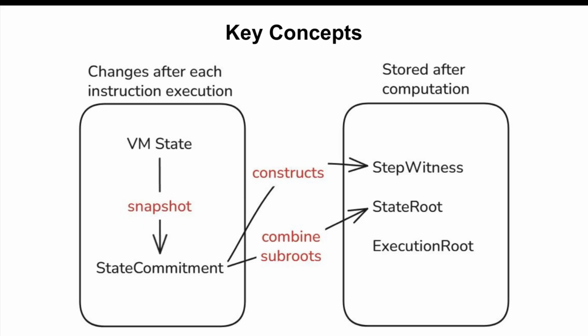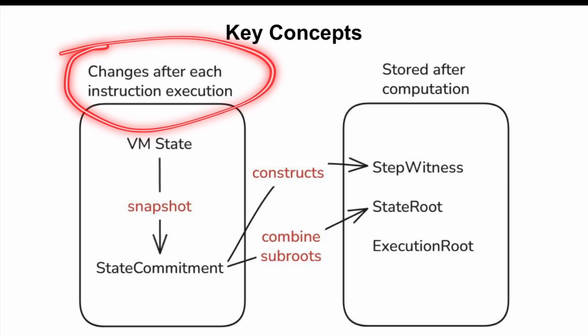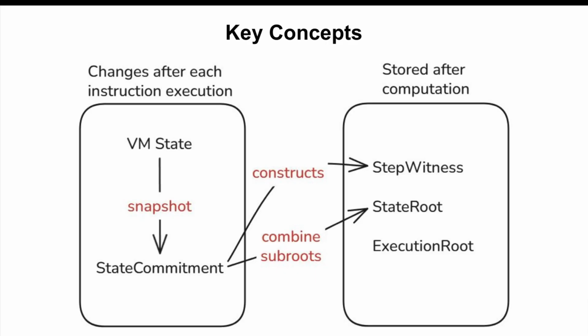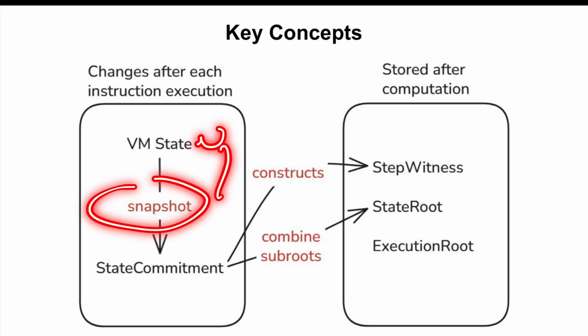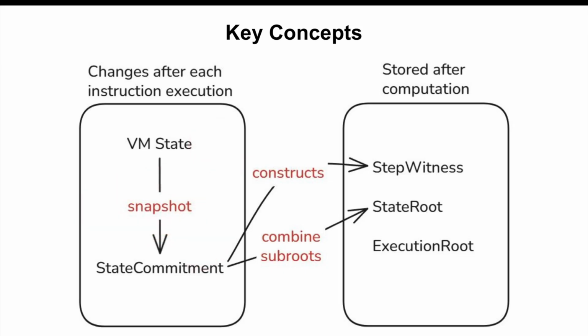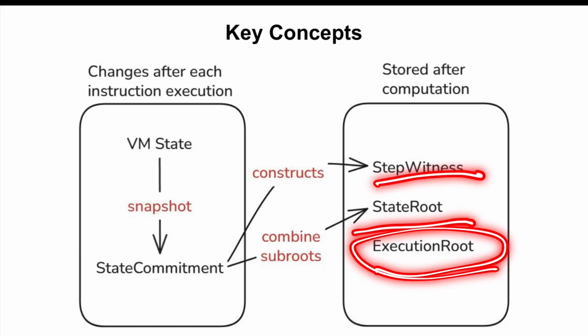So, in these key concepts, what changes after each instruction execution? The VM state changes, that's for sure. State commitment changes, because we don't store these. So we have the VM state, we take a snapshot, we create the state commitment, and then what we store is the StepWitness, the state root, and the execution root in the end.